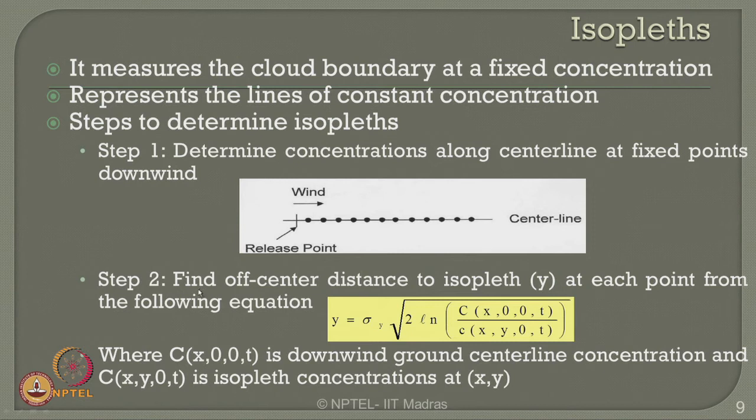Step number 2, find the off-center distance to the isopleth, which is given by y at each point, from the following equation. For example, at each point I want to find the off-center distance to the isopleth, which is given by this equation, wherein C(x,0,0,t) is the downwind ground center line concentration at this particular point, and C(x,y,0,t) is the isopleth concentration at a specific value of x and y respectively.